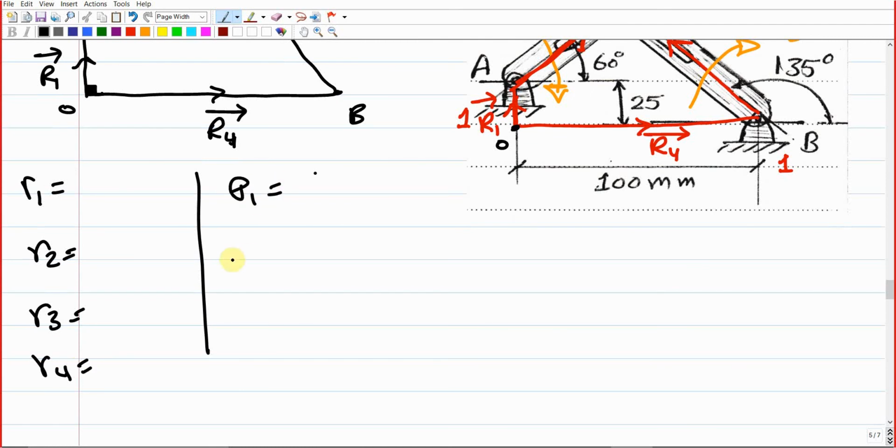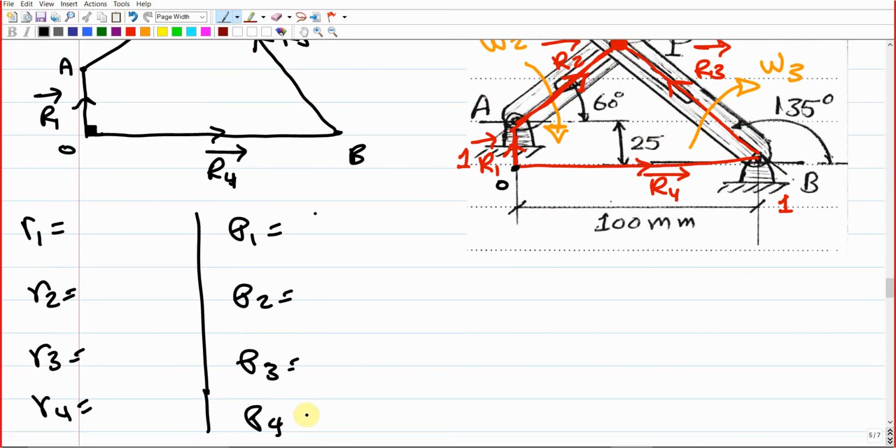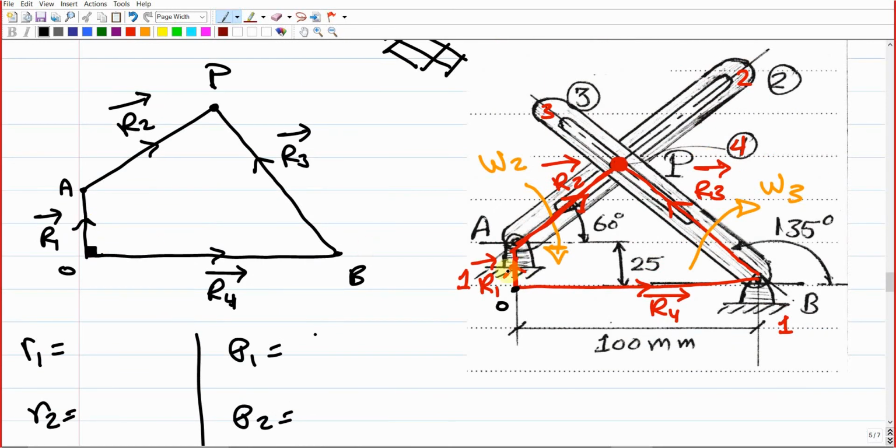And we do have here theta 1, theta 2, theta 3, and theta 4. Make sense? So for R1, how much is it? It should be 25 millimeter. It is already given as 25 millimeter.